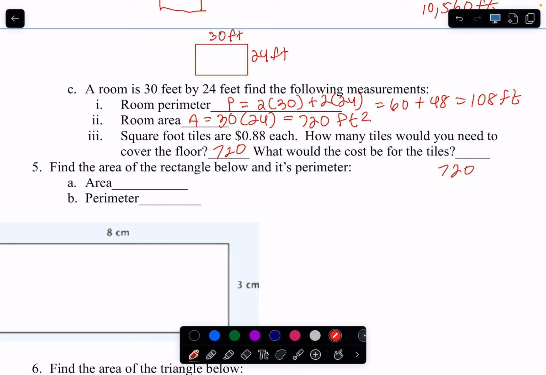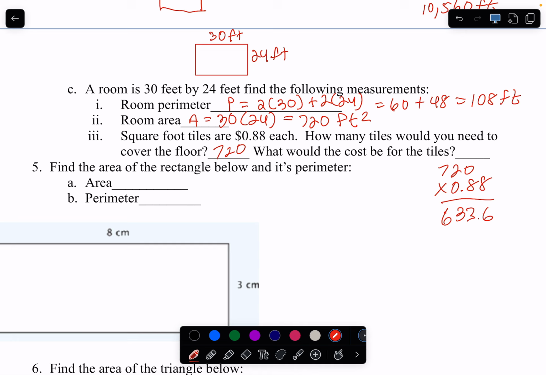Exactly. So 720 times 88 cents. Make sure you put in that 0.88. We're rounding to the nearest penny. I think, though, it comes out pretty nice. Let's see. Oh, so here's what the calculator reads.